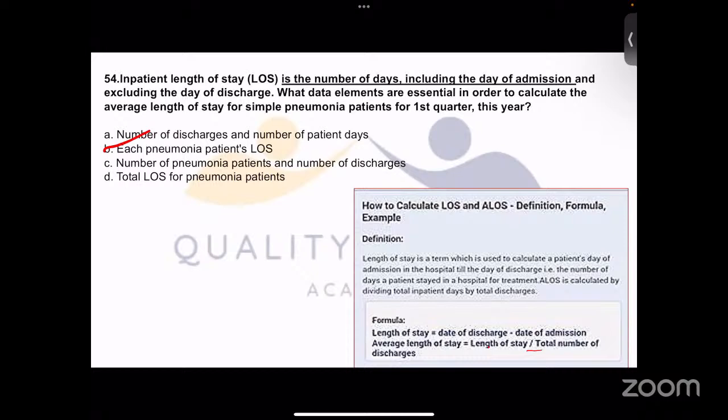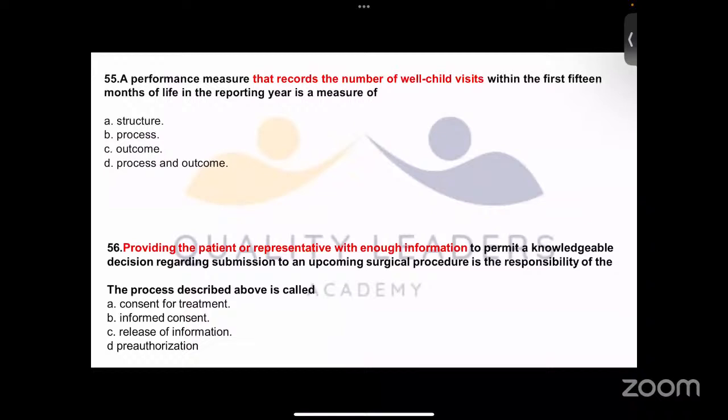Okay, let's move on to number 55. A performance measure that records the number of well child visits within the first 15 months of life in the reporting year is a measure of A, structure, B, process, C, outcome, D, process and outcome.